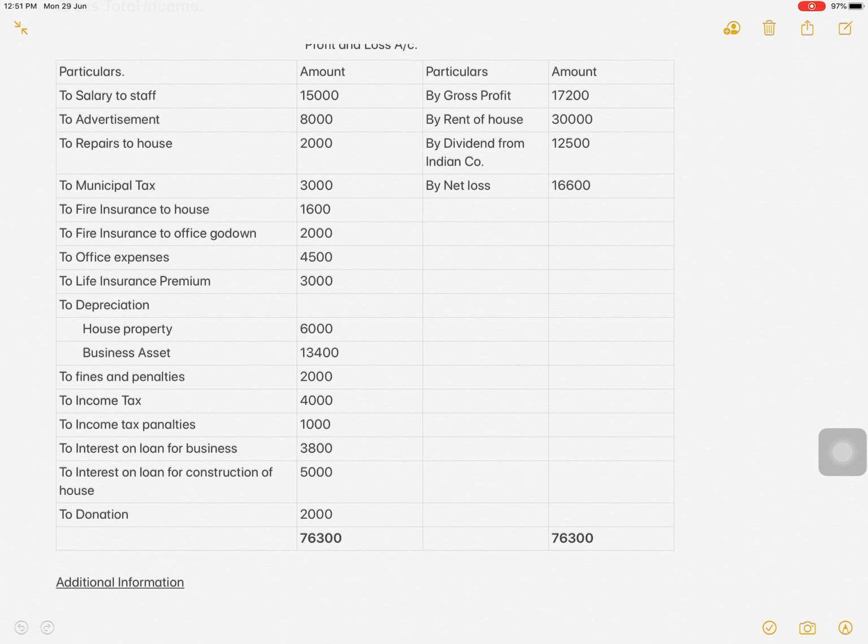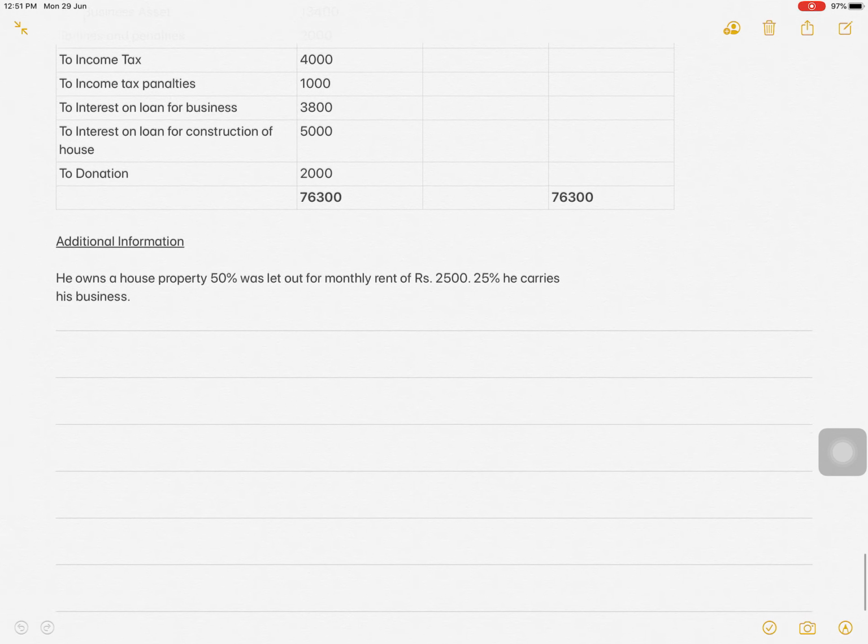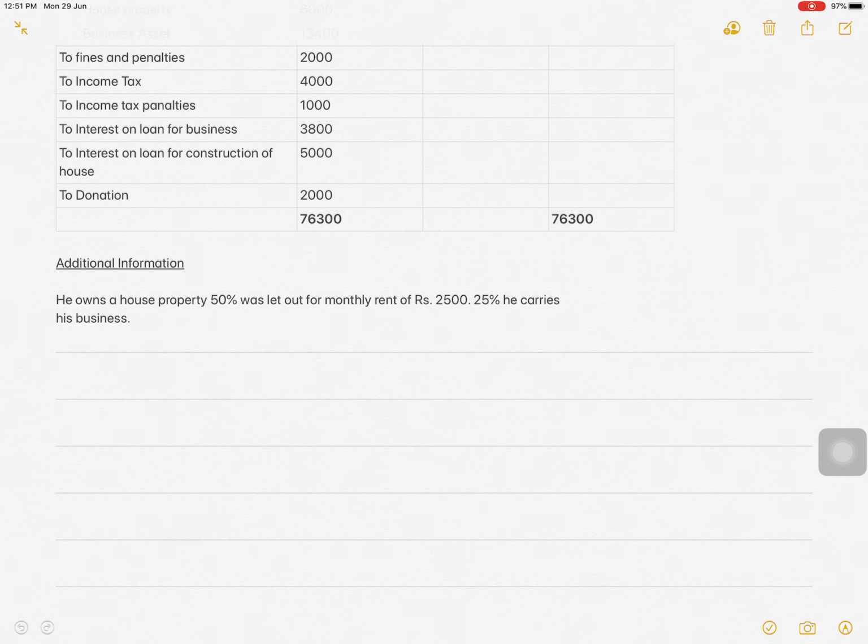Even municipal tax is paid for this house. 25% is for business purpose, so 25% is allowed, remaining 75% is disallowed. Even fire insurance to house, 25% is allowed, remaining 75% is disallowed. Got it? Because 25% of the house property is used for business purpose. So 25% is business property. Now let's start solving.